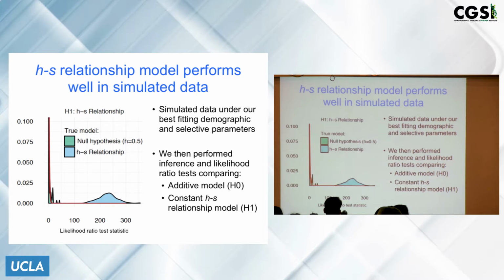This is now the same thing, but with the HS relationship model. Again, we fit the HS relationship model to both the null data and the HS relationship data, look at the likelihood ratio test statistic, and see that, again, we get good separation.